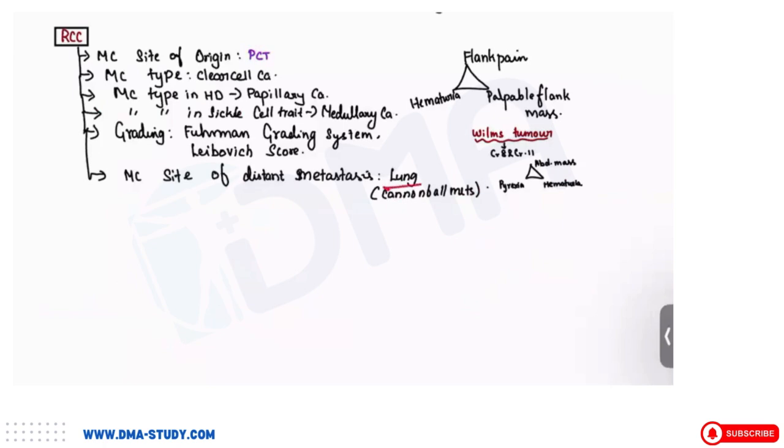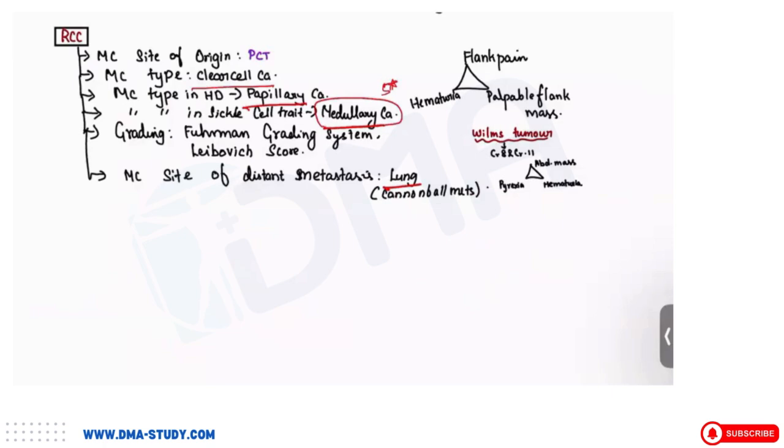Now, renal cell carcinoma, as I said, also spreads hematogenously, and the most common distant metastasis is to the lungs. Most common subtype is clear cell carcinoma. Most common type in hemodialysis patients is papillary. In sickle cell trait, the most common RCC is medullary, which was asked several times in FMGE.